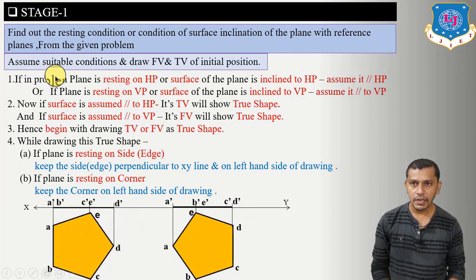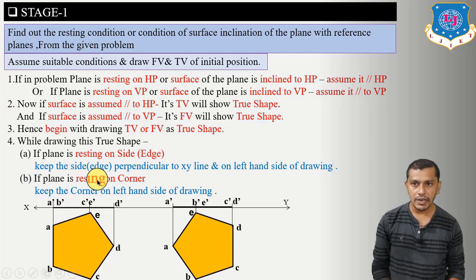So we have taken the case resting on HP or surface of the plane inclined to the HP. In the first stage we have assumed the pentagon parallel to the horizontal plane, and we have drawn the true shape on the horizontal plane, or below the XY reference line, and we have to take the side or edge perpendicular to the XY reference line, on the left hand side of the drawing.